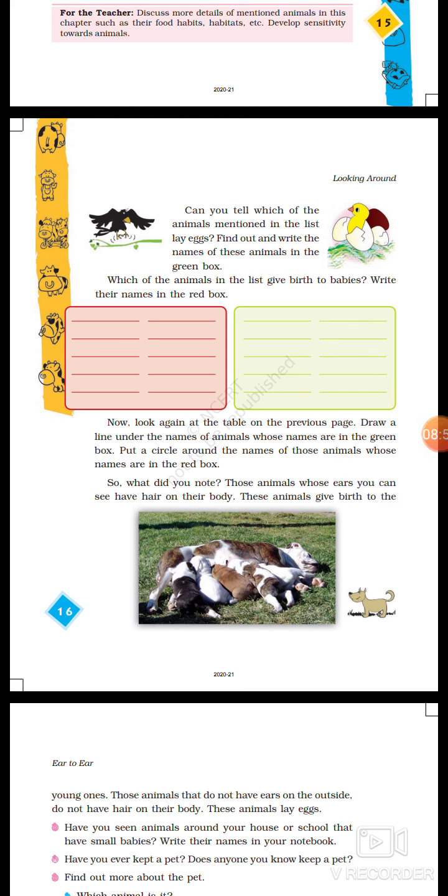Now come to the next page. Children, can you tell which of the animals mentioned in the list lay eggs? Find out and write the names of these animals in the green box. Which of the animals in the list give birth to babies? Write their names in the red box. Now look again at the table on the previous page. Draw a line under the names of animals whose names are in the green box. Put a circle around the names of those animals whose names are in the red box.